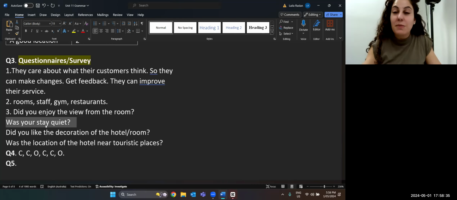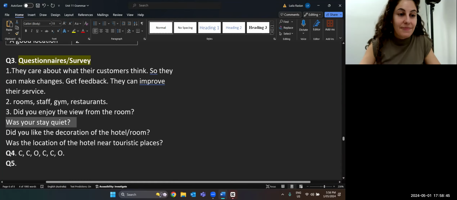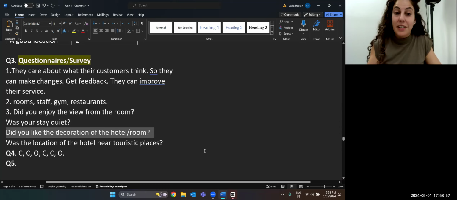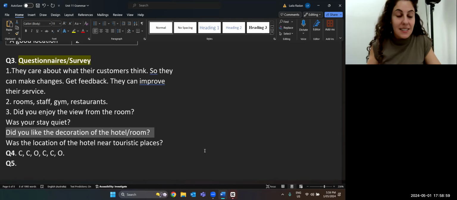Sometimes you can put a sign on your door to say, do not disturb, because sometimes you want to sleep in. You don't want the room service to disturb you. Yes, and sometimes when you're sleeping, you can hear the cleaning in the other room. Did you like the decoration of the hotel or of your room? That's a good question. That's another question a hotel can ask.